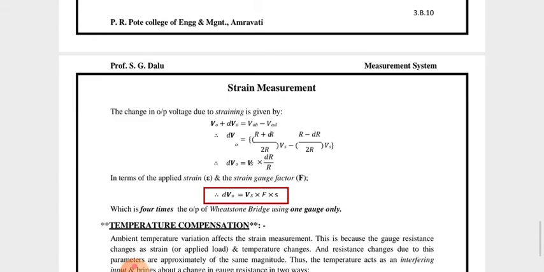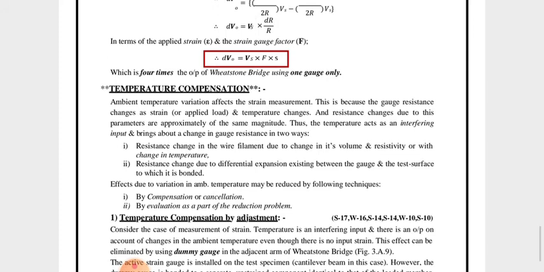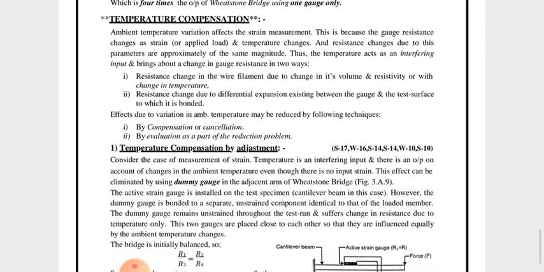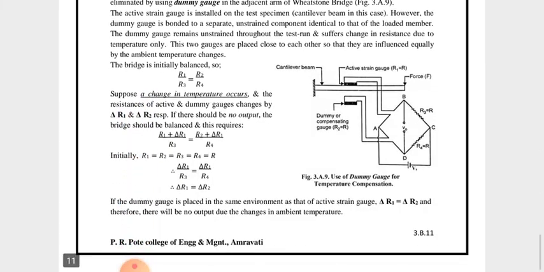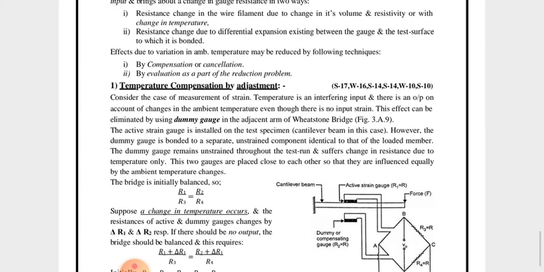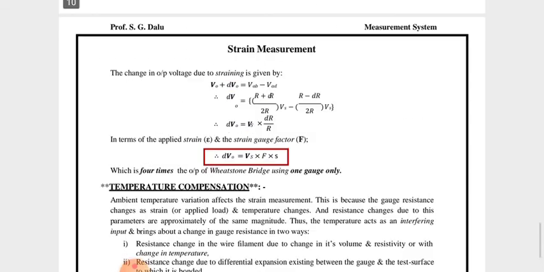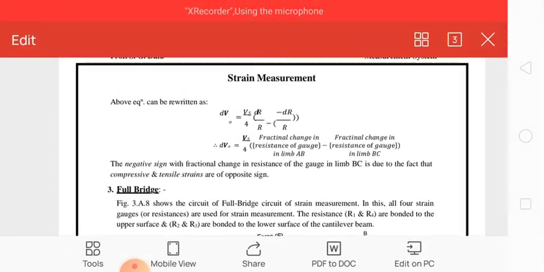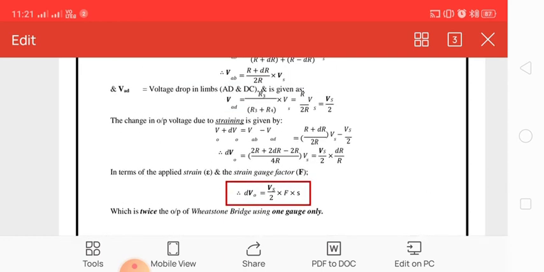In the next lecture we will go through the temperature compensation gauges, that is temperature compensation by adjustment. These are also important because they were asked in summer 17, winter 16, summer 14, winter 10 and summer 10.